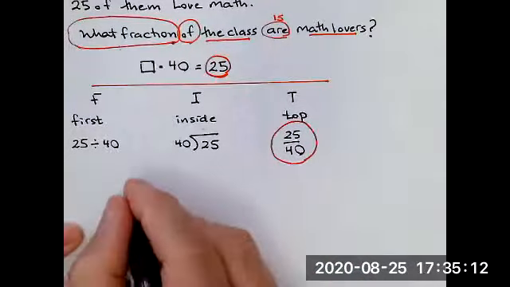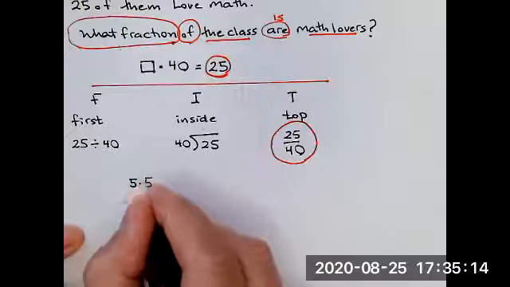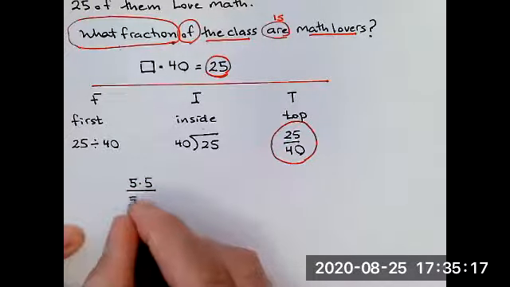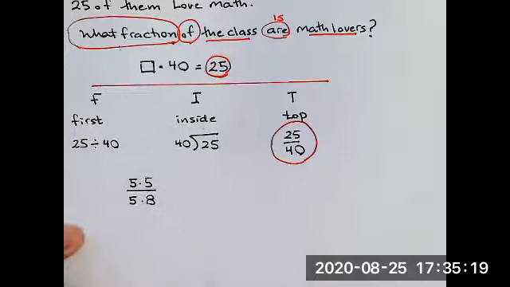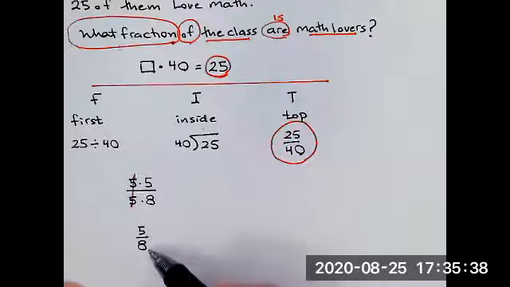So 25 is 5 times 5. 40 is 5 times 8. 5 over 5 equals 1. So your answer is 5/8 of the class love math. Another way to think of it is that 5 out of every 8 students love math. Of course, we know everyone loves math. Let's do another example.